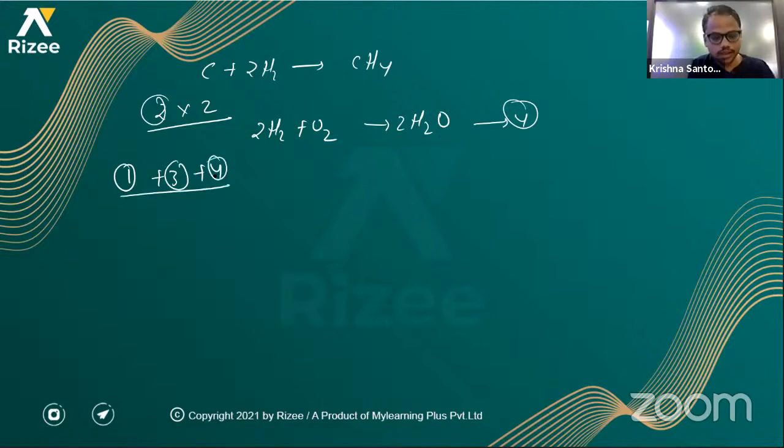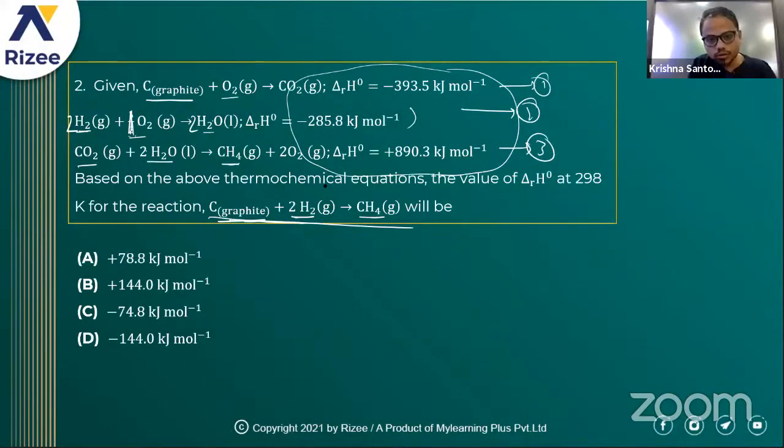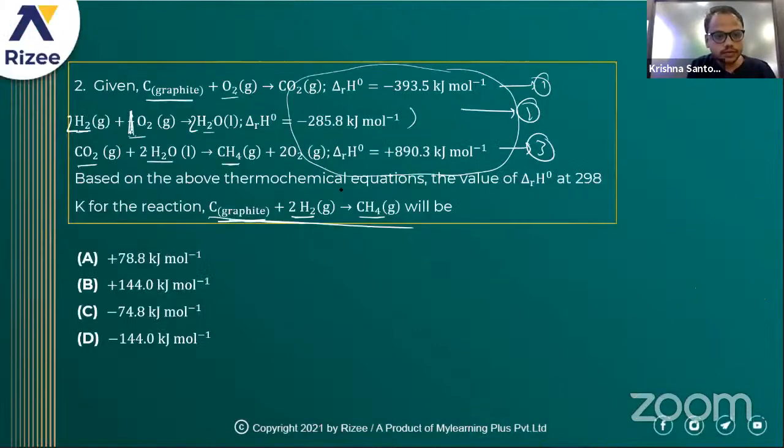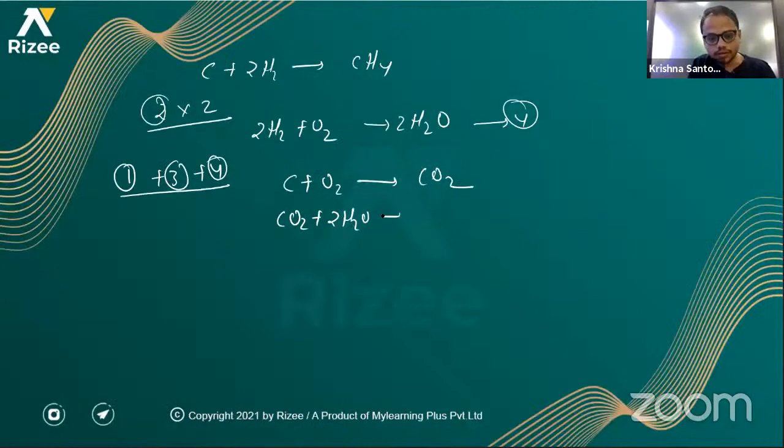So what are those equations? Let's see first of all. So the equations are C plus O2 gives rise to CO2, the first one. Next, the third equation is CO2 plus 2H2O gives rise to CH4 plus 2O2. And the fourth equation we are having 2H2 plus O2 gives rise to 2H2O.